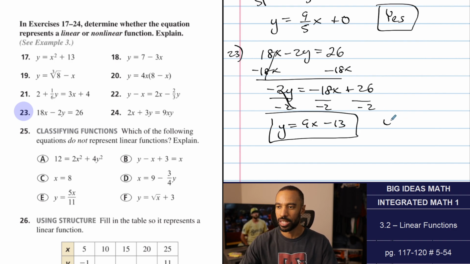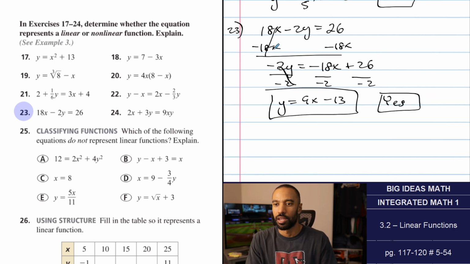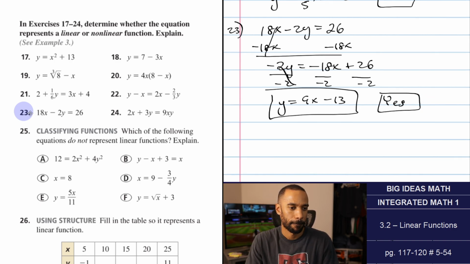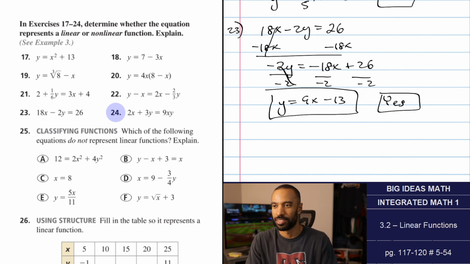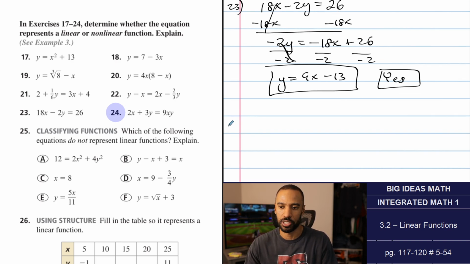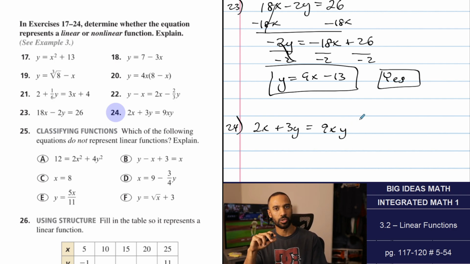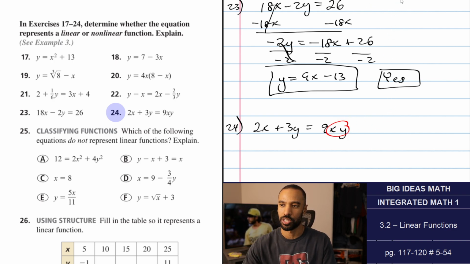So there's that linear thing. A lot of these have been yeses lately. And then number 24, notice that term on the other side that says 9xy. 2x plus 3y equals 9 times x times y. That product of those two dispels the linearity possibility of this. This alone tells you a no.